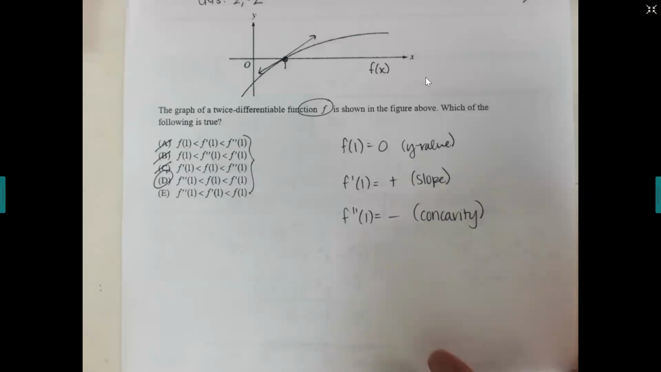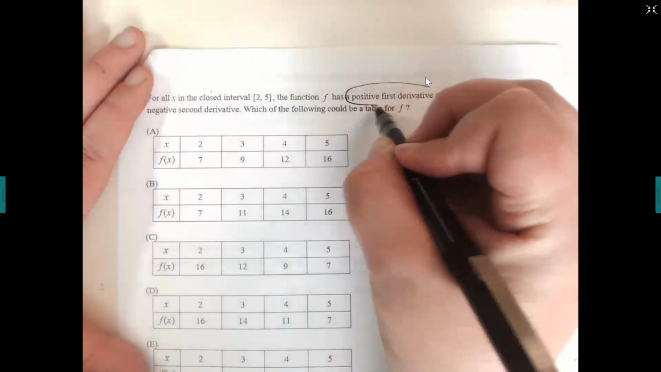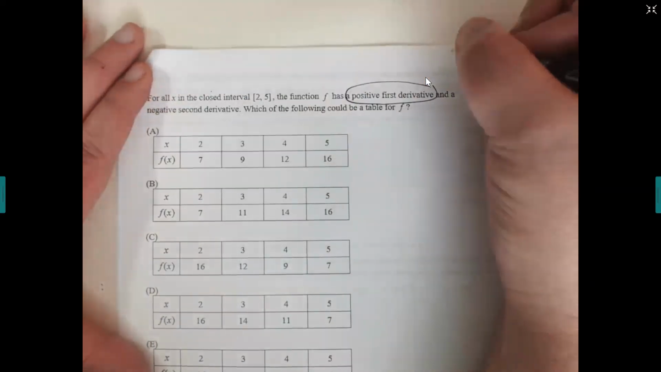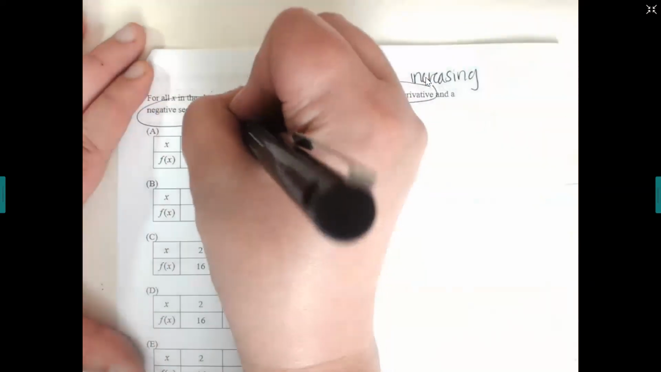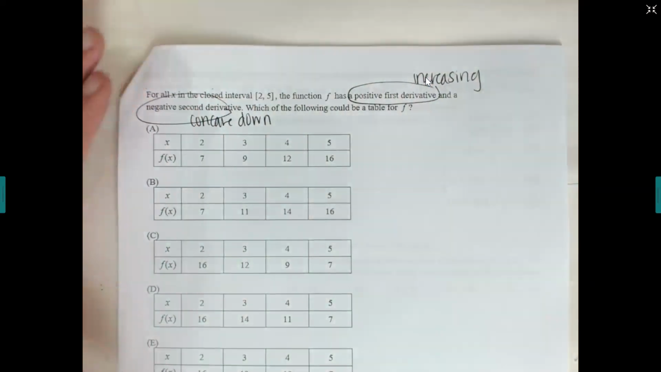All right, next one. It says we want a positive first derivative and a negative second derivative. What does a positive first derivative mean for the graph? That means it has to be increasing. Very good. Increasing. And then the negative second derivative means concave down. So let's start just with the increasing. Which chart does not have increasing y values? Yeah, the y's have to be getting bigger each time. D, E. So we can actually go down all the way to only 2 answer choices.